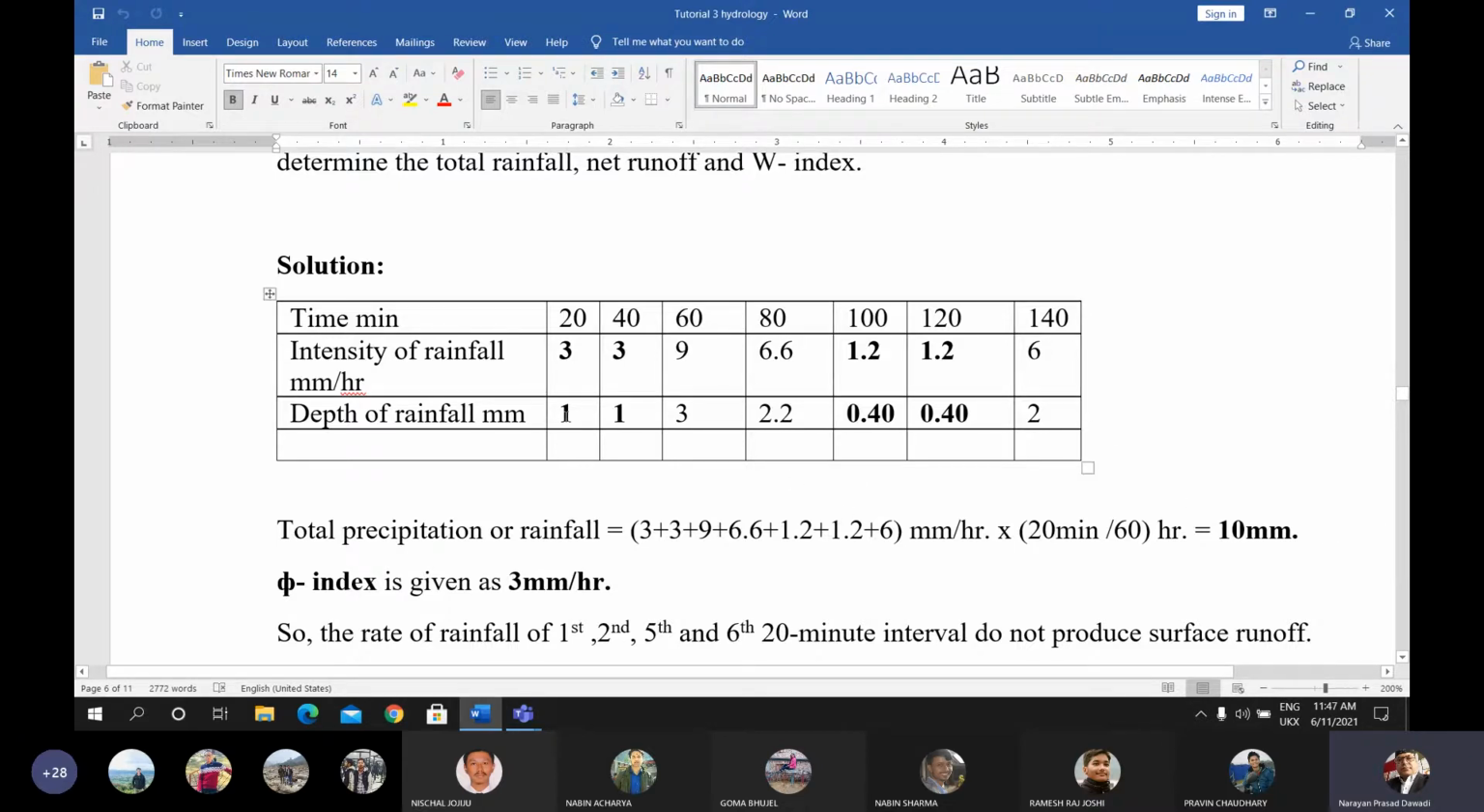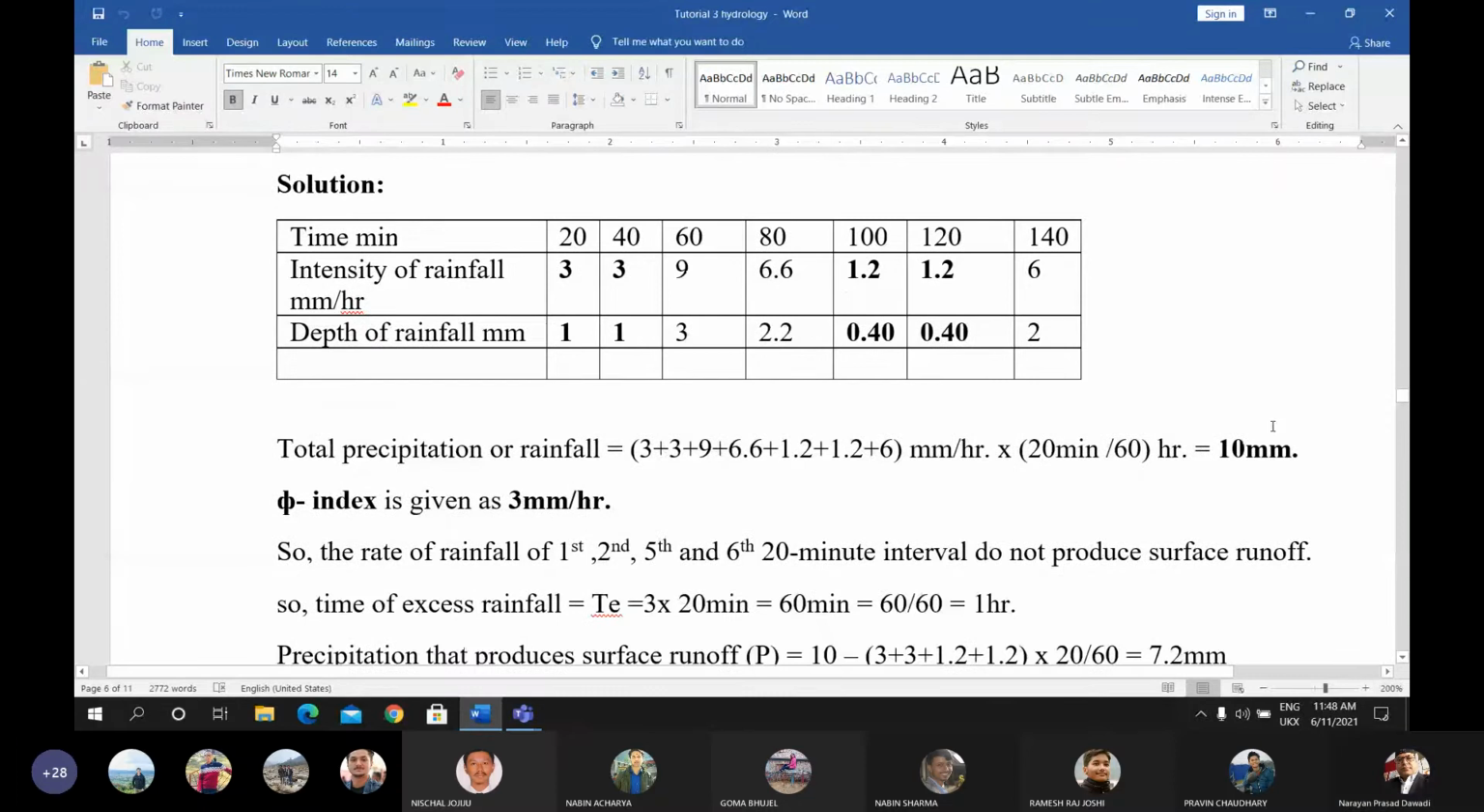Okay, you can find the depth of rainfall in terms of mm and add all of them. In this way you can do it, or first of all you add all the intensities and multiply by the time interval delta t. That is, delta t is 20 minutes. That's why 20 minutes is converted into hours as divided by 60. Okay, you can get the total depth of rainfall.